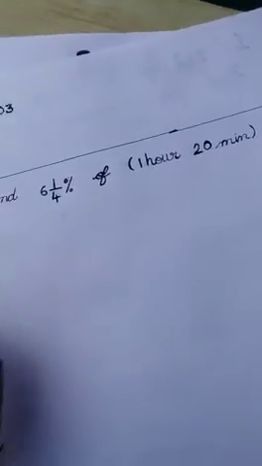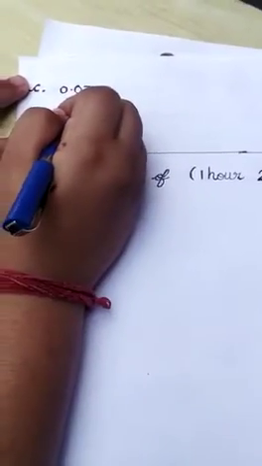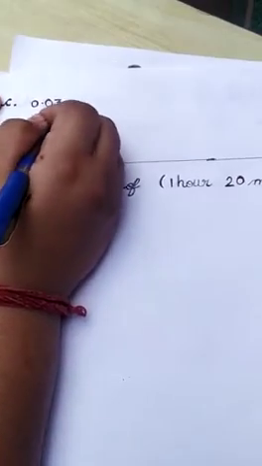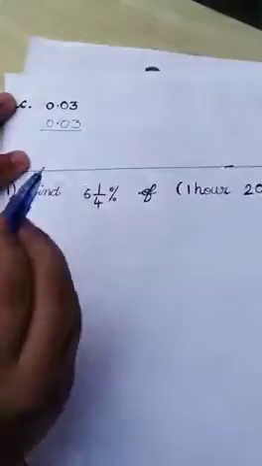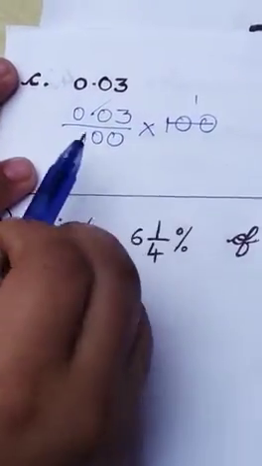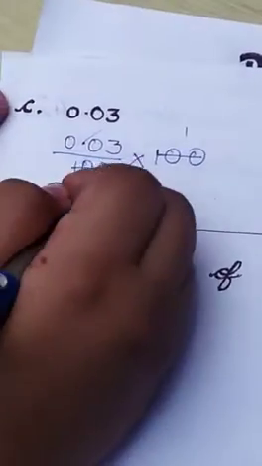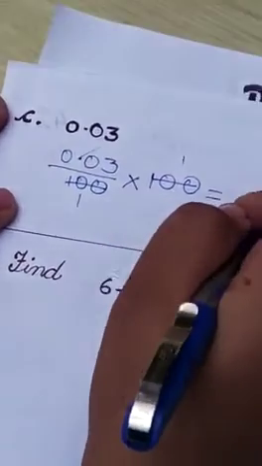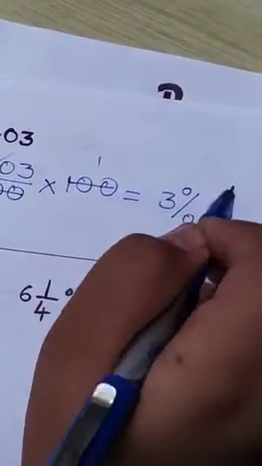Now if it is given in decimals, 0.03, two digits are there, so it will be multiplied by 100. So 100 ones are 100, it will be reduced. So the answer is 3%.